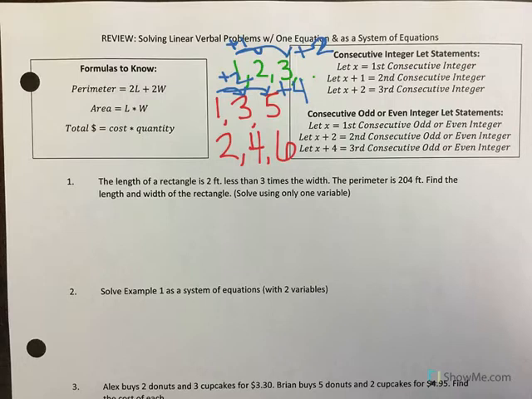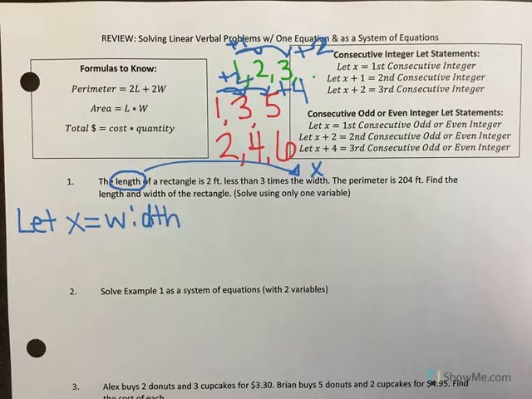So we're going to start with a let statement. And we have to figure out what do we want x to represent. And so we have to look at this problem and figure out what are we depending on. And usually that variable is going to appear at the end of a sentence. So if we read the first sentence, it says the length of a rectangle is 2 feet less than 3 times the width. So since length is depending on width, we're going to have our width be our x. So we're going to start off our let statement with let x represent the width.